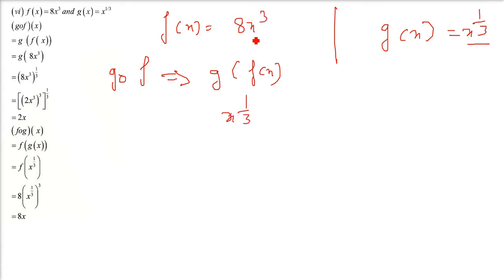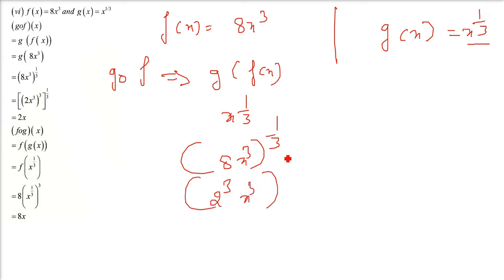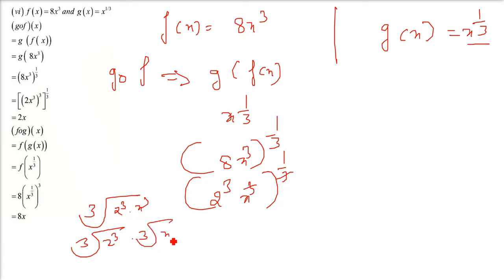So 8x cube to the power 1 by 3. 8 you can write as 2 cube. This is 2 cube and x cube. If you take the third root of 2 cube x cube, it's going to be 2 to the power 3, x to the power 3. So this is going to be 2, this is going to be x. Basically it's the third root, so every power of 3 will become that number.